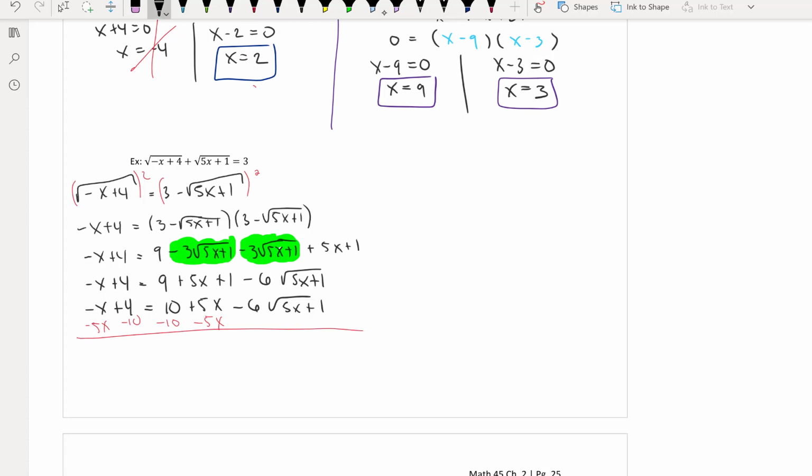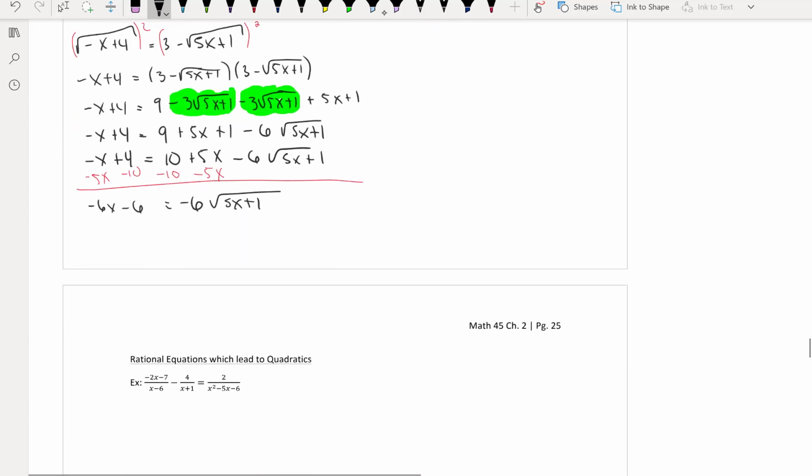So that'll give me a negative 6x. Negative 6 is equal to negative 6 square root 5x plus 1. Now, the really cool thing about this is since I have a negative 6 that's being multiplied, I can divide it. So now I'll have x plus 1 is equal to the square root of 5x plus 1.